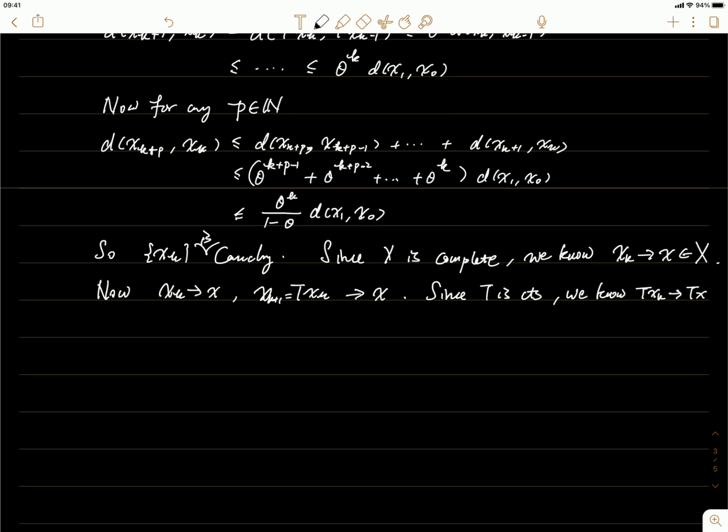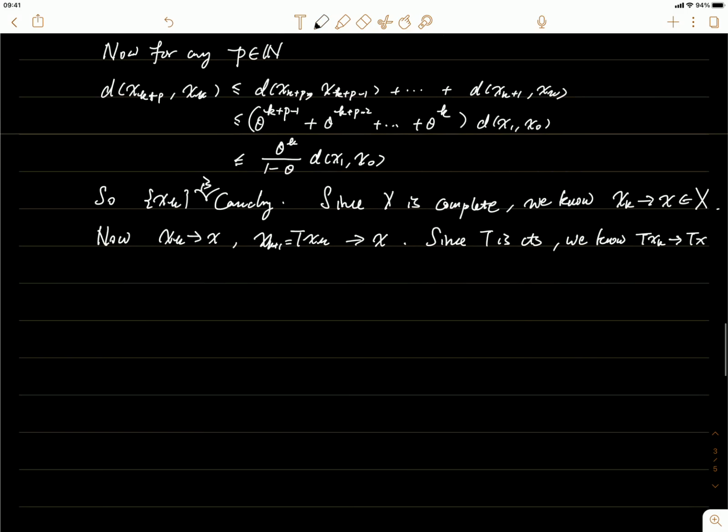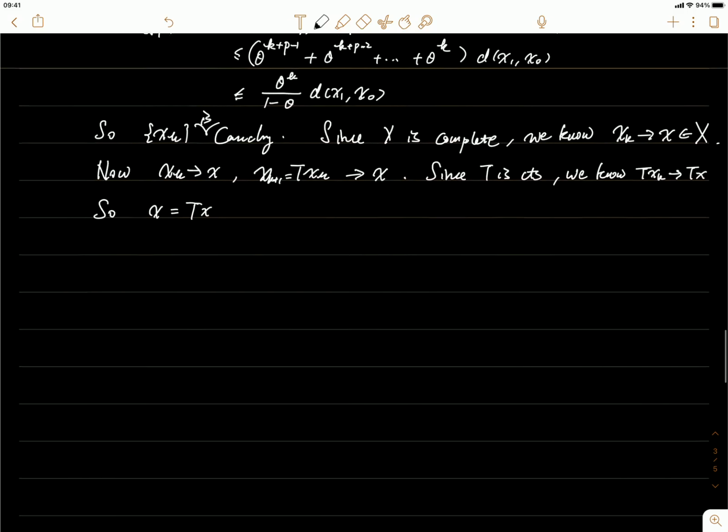Now I know that the sequence converges to x, and at the same time it converges to Tx, and that means x must be equal to Tx. That means the limit point is actually a fixed point of T. This finishes the proof of existence.